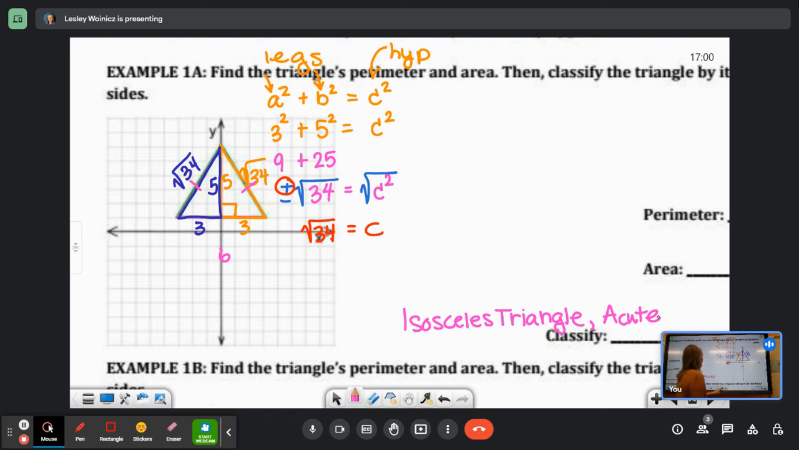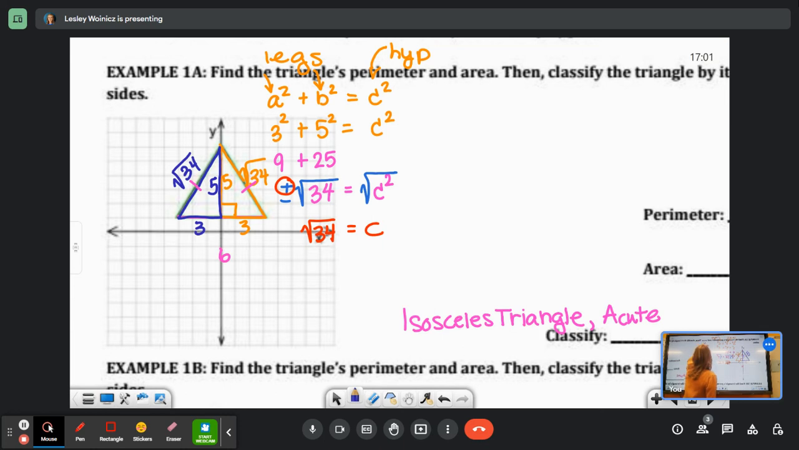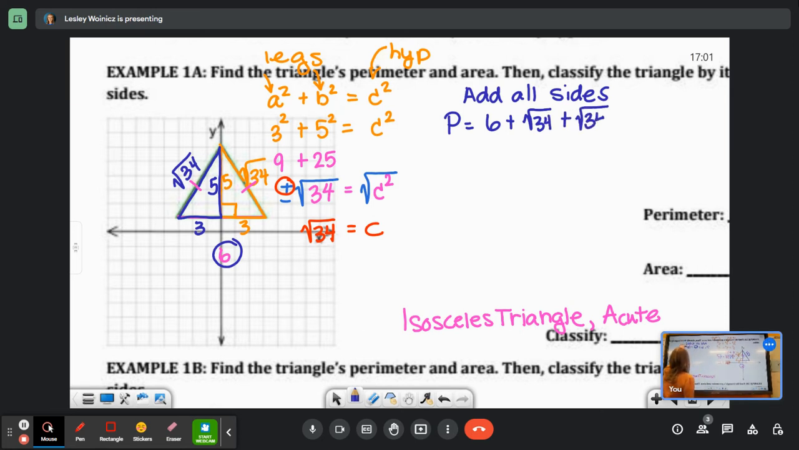Okay, let's find his perimeter. For the perimeter, we have to add all the sides. So I have one side of 6, and then I have a side that's square root of 34, and another side that's square root of 34. So if you're keeping up, I have two sides that are square root of 34.